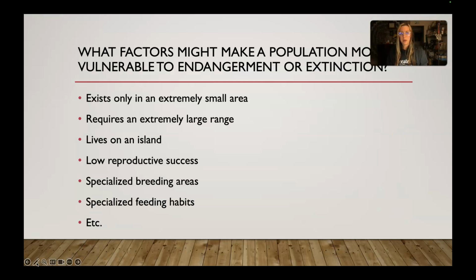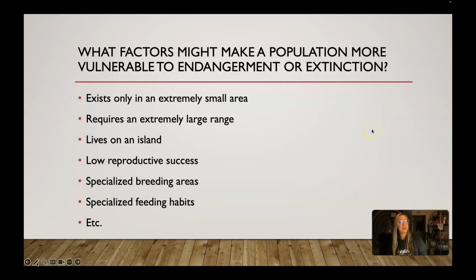So what other factors might make a population more vulnerable to endangerment or extinction? They exist only in an extremely small area, or maybe they require an extremely large range. Perhaps they live on an island. They have low reproductive success, maybe specialized breeding areas or specialized feeding areas, etc. How do you think each of these characteristics could lead to endangerment or extinction? I would like you to try to come up with a specific organism that fits into at least one of each of these categories.